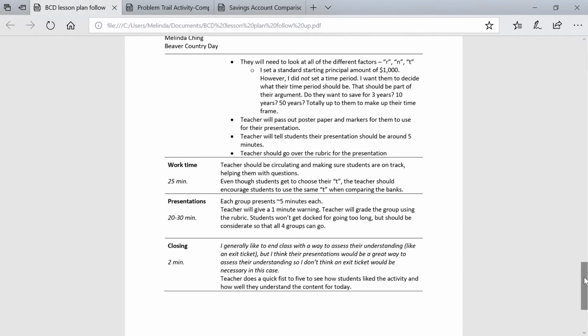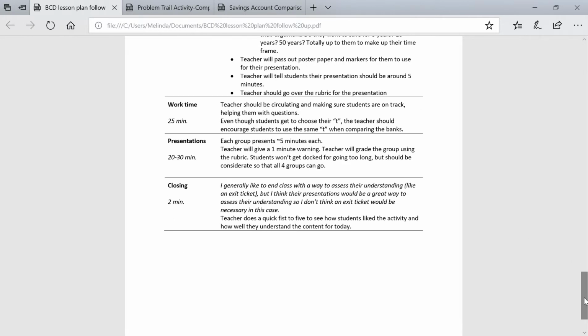In general, after the students present and I give them feedback, I would like to close the class, probably just giving them feedback about how their presentations went, getting a sense of feedback from them. How did they like the presentation? Do they feel like they've learned? Usually, I like to end the class with some kind of assessment to see what their understanding is, but in this case, I think the presentations would be a good opportunity for basically a very long exit ticket.